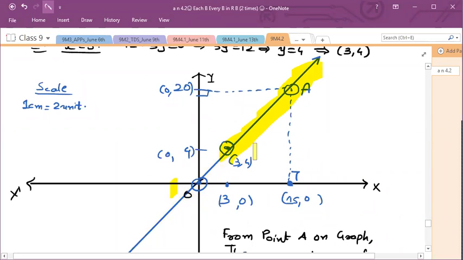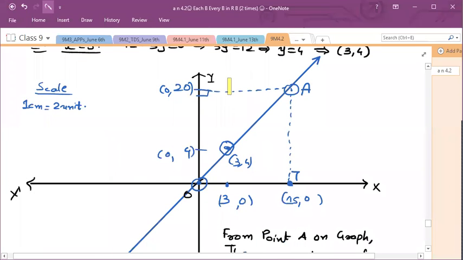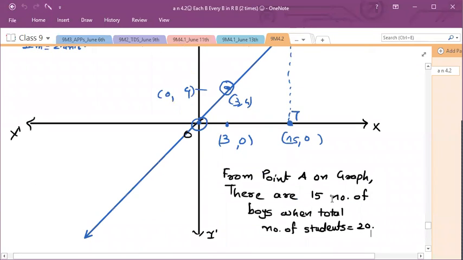Now second question, right? That if total number of students are 20, total number of students are on y-axis, then what is the number of boys in the class? So from graph we will obtain total number of boys are 15 when total number of students are this. Yes, x can be anything, right? From graph, if you draw this graph properly, then you can find value of x.